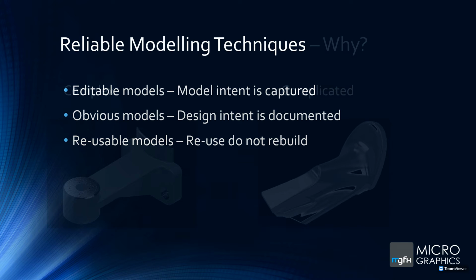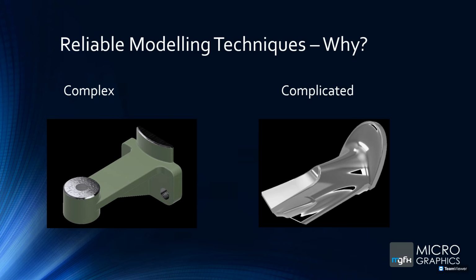Okay, so why do we have reliable modeling techniques? Because you get complex and complicated parts. With complex, you can see there's lots of features in there that go into that product, and then you get complicated. With complicated, there's a different modeling technique you use, which I'm not going to go into today. Because you've got surface modeling, there's a different set of rules that come into play. So these are the two different kinds of models that you get.